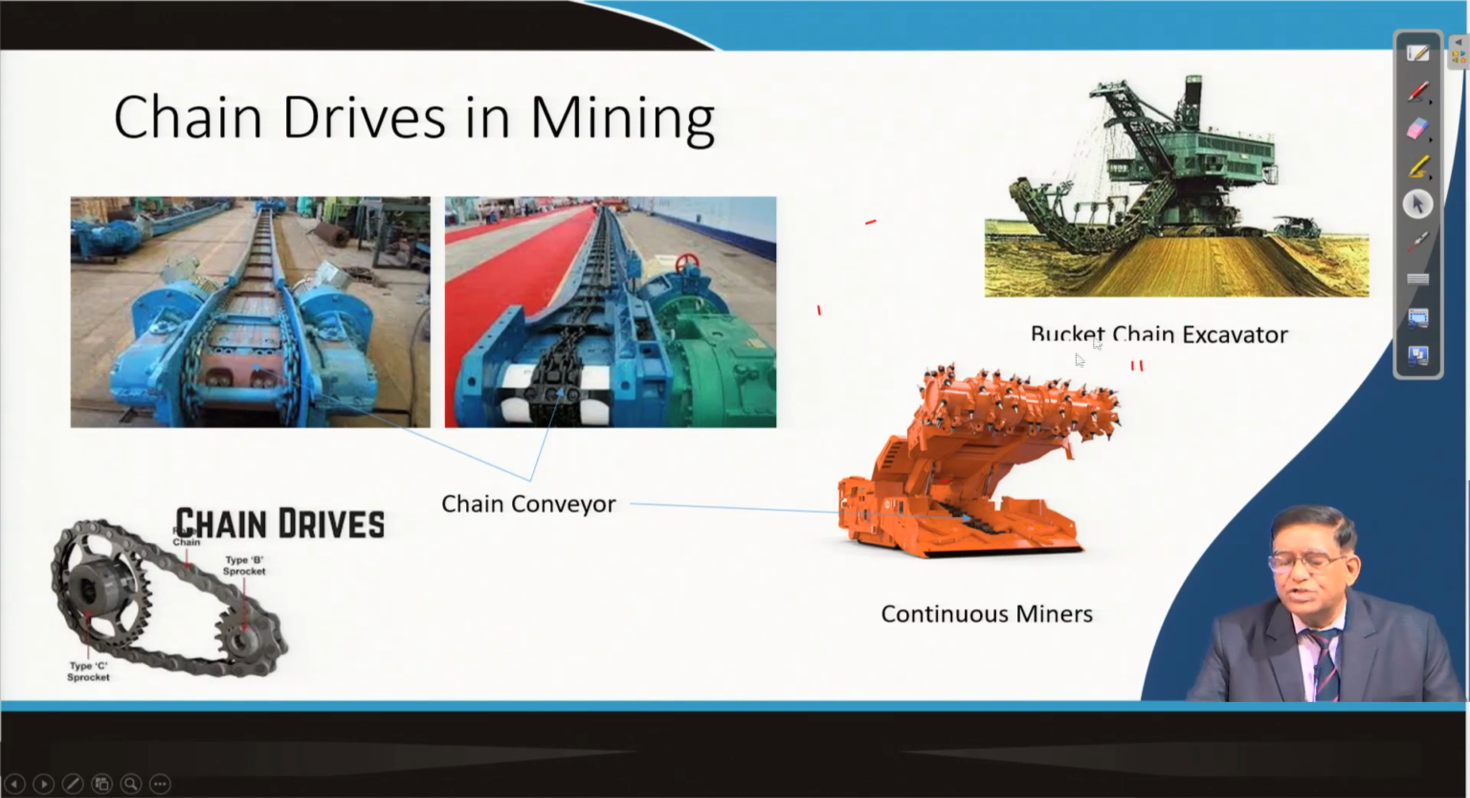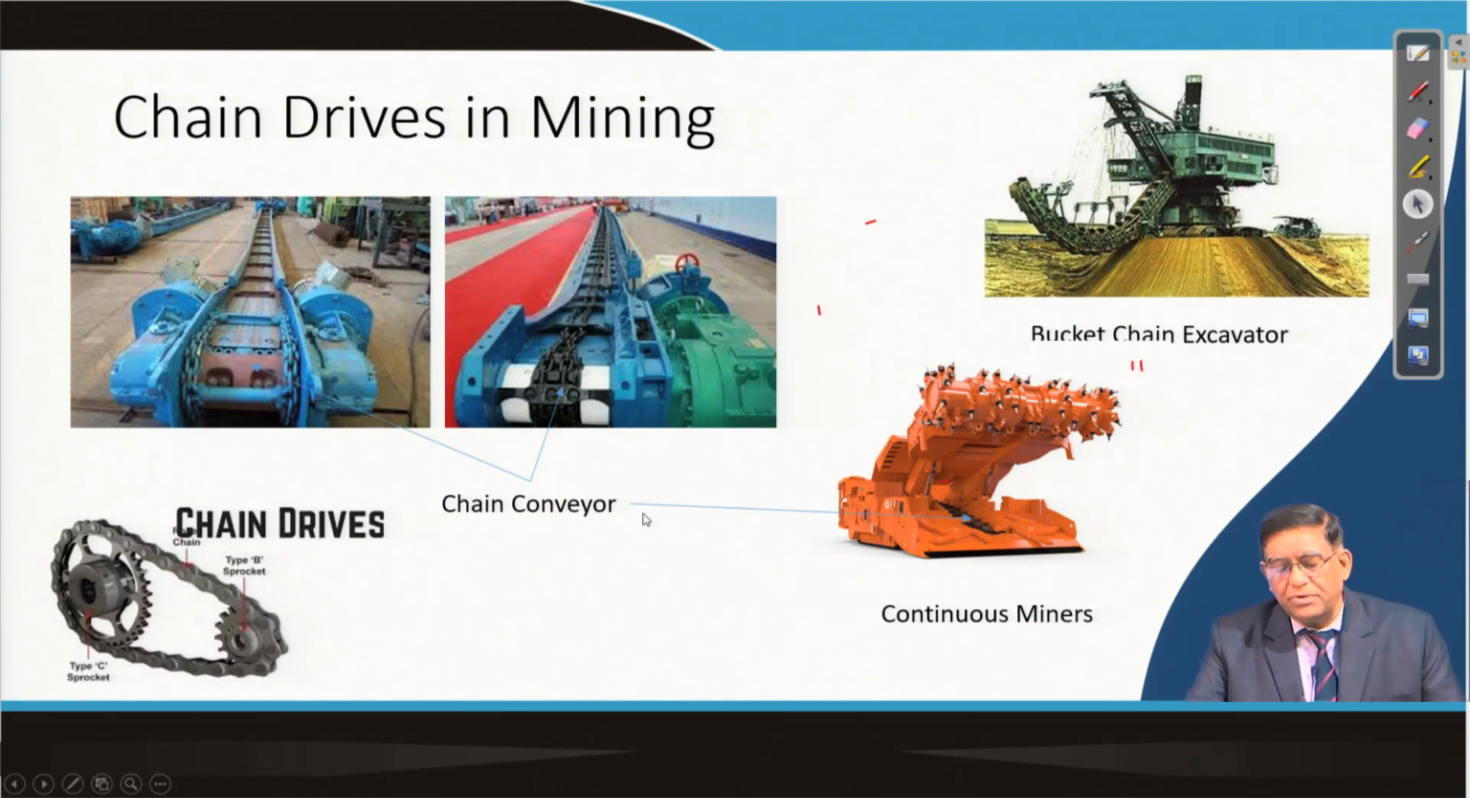Similarly, in a bucket chain excavator, along the whole boom a number of buckets are connected to the chain, and the chain drives the buckets for collecting the material. Big machines are being used with these drive systems. But basically you have all seen that a bicycle also has a chain drive. A chain drive is nothing but a chain and two sprockets by which you drive. Just like a pinion and gear in the case of gears, here also you have one small sprocket and one bigger sprocket, and then we get some velocity ratio of these drives.